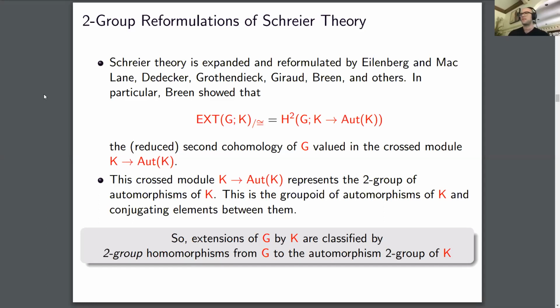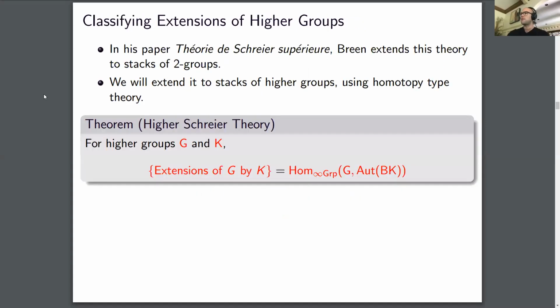And so the nice thing about this formulation is that the split extensions were classified by homomorphisms from G to the automorphism group of K. So if you loosen it in this nice 2-group theoretic way, you get all extensions. And so this is what we're going to extend here. In his paper, Higher Schreier Theory, Breen extends this theory to stacks of 2-groups. And we're going to steal this title and extend it to stacks of all higher groups, but we're going to use homotopy type theory, which is going to make our work significantly easier than the Herculean effort that Breen has done to bring this to stacks of 2-groups.